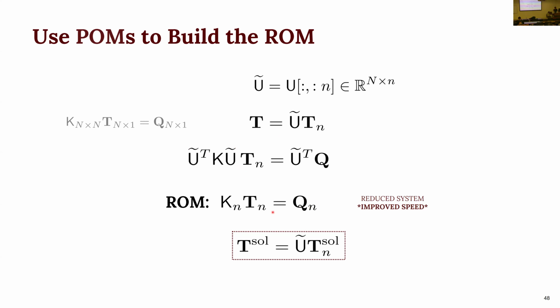Now this reduced system is much easier to solve, right? You can just do K inverse Q and you get Tn. This inverse can be done very easily because it's much smaller. And then once you have T small n, you can go back to your original full scale T just by multiplying with u tilde.